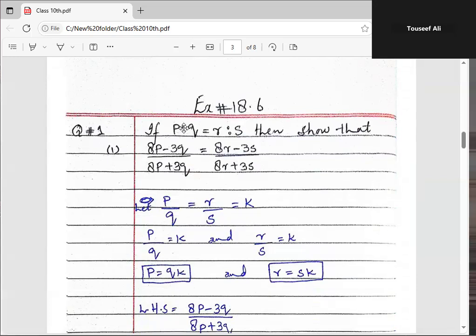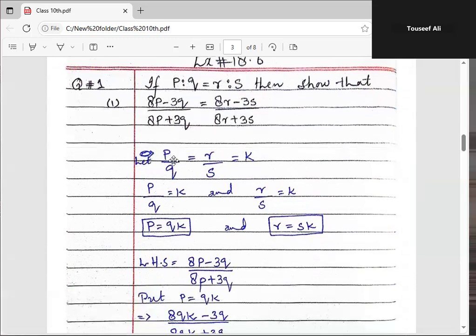In question number 1, we are given that P ratio Q equals R ratio S. We have to show that 8P minus 3Q divided by 8P plus 3Q equals 8R minus 3S divided by 8R plus 3S. By using the K method on this proportion, we will show that the left hand side and right hand side are equal to each other. So P upon Q equals R upon S equals K. First we let this equal K.